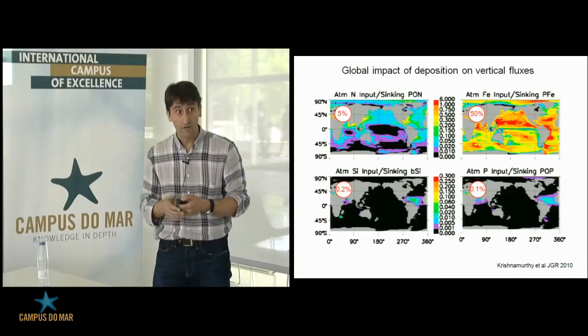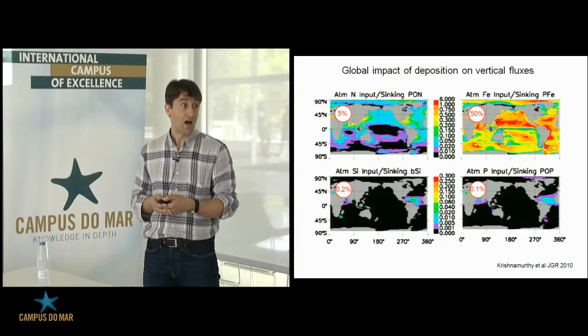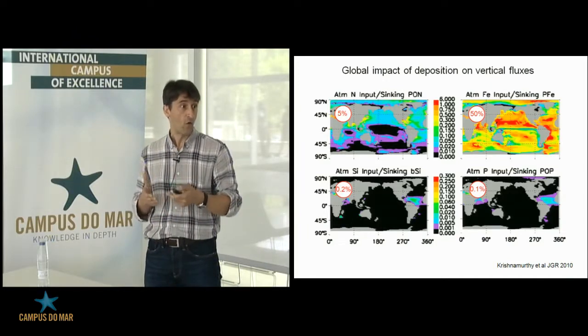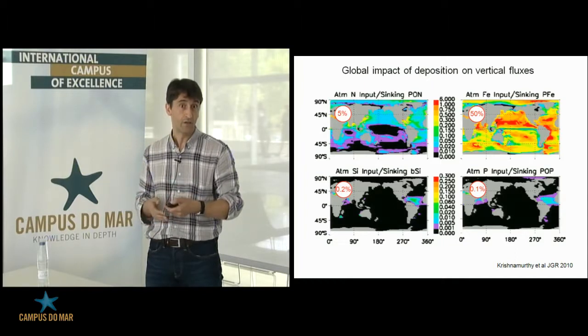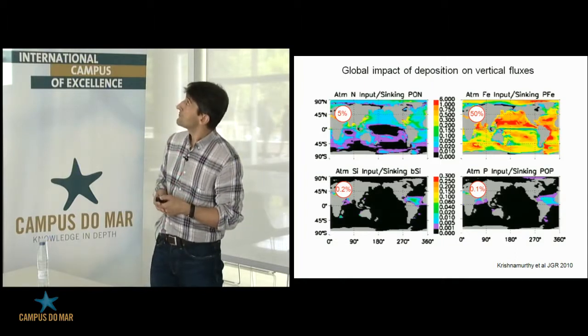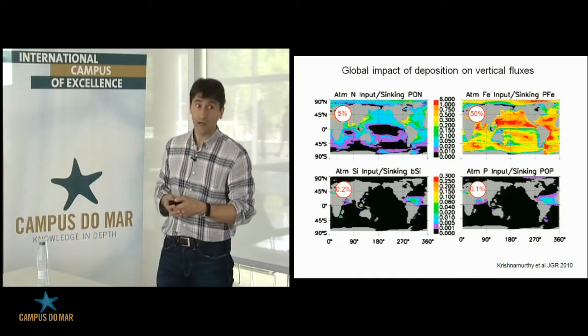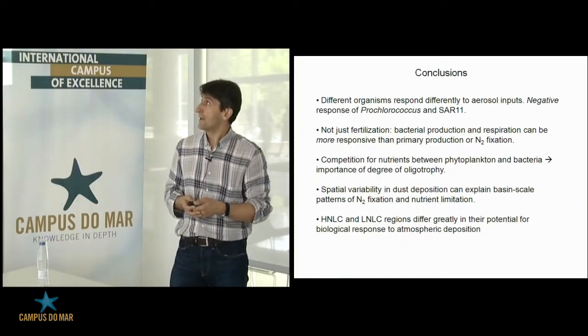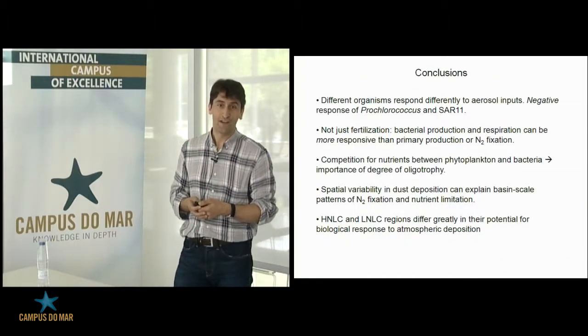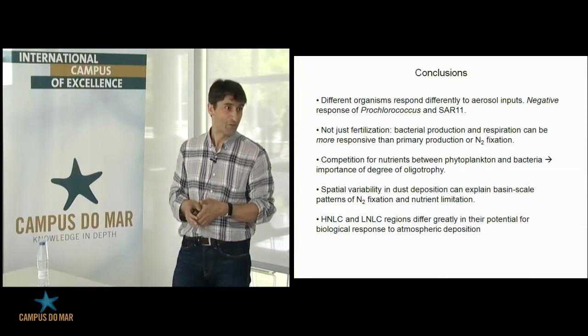But for iron, it can easily be around half. That means that around half of all the iron that is exported towards the interior of the ocean actually comes from the atmospheric pathway. And I will leave you with my conclusions there, and thank you for your attention, and we'll be happy to take any questions.